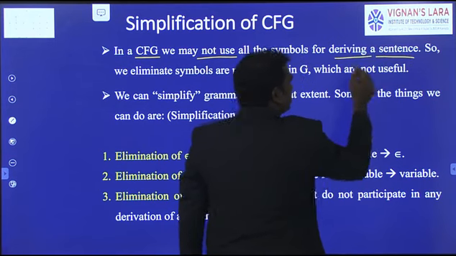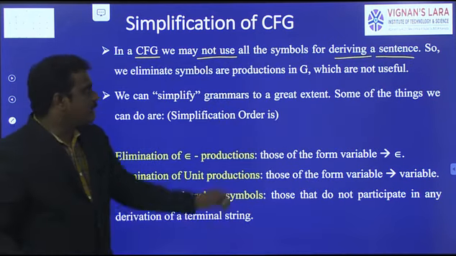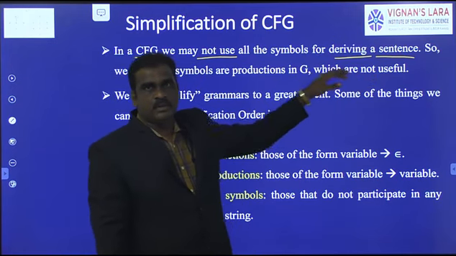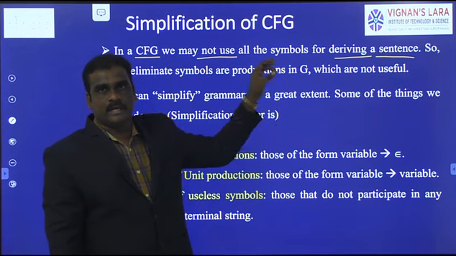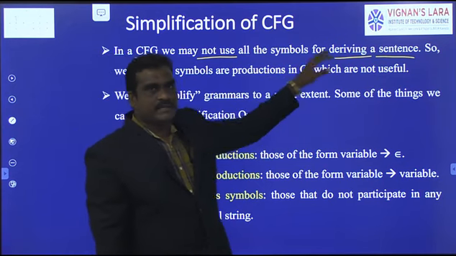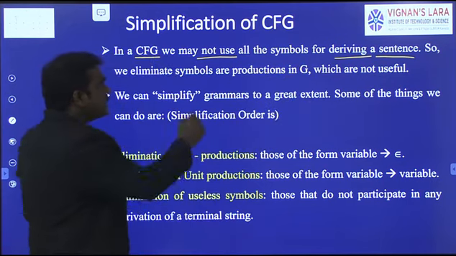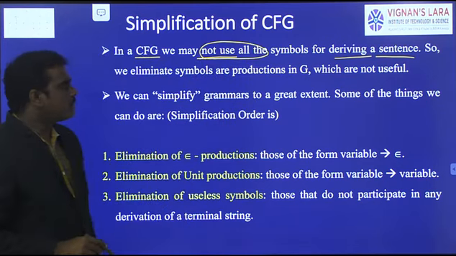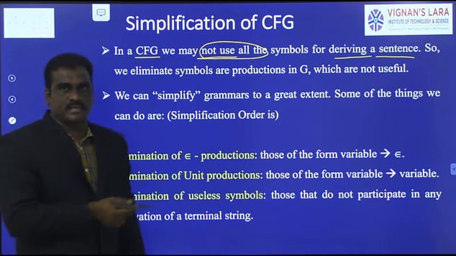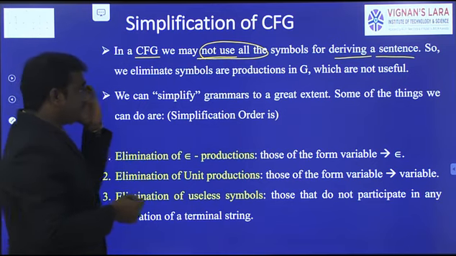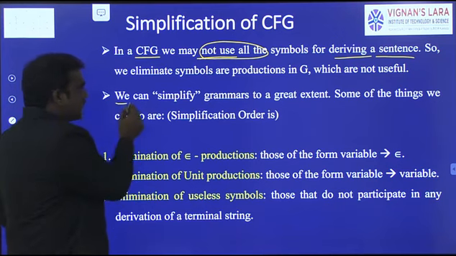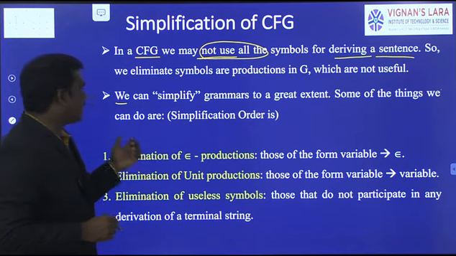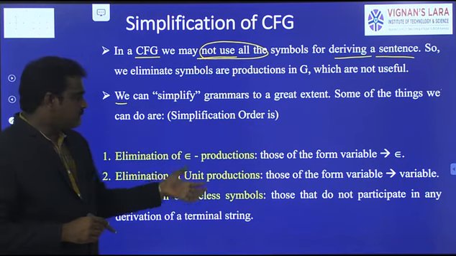All of you know the derivation process. In the previous class we already learned derivation, how to derive a sentence, and we have seen what LMD and RMD are. So in the derivation process, some of the symbols may not be used. So we have to eliminate those symbols, and we can simplify the grammars to a great extent. So this is the simplification process.